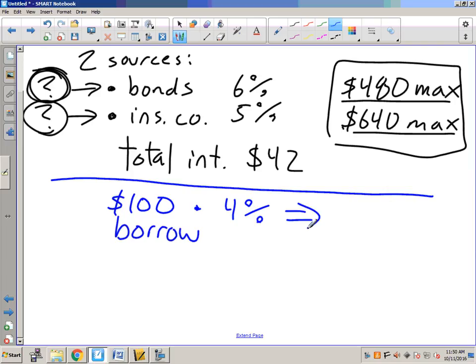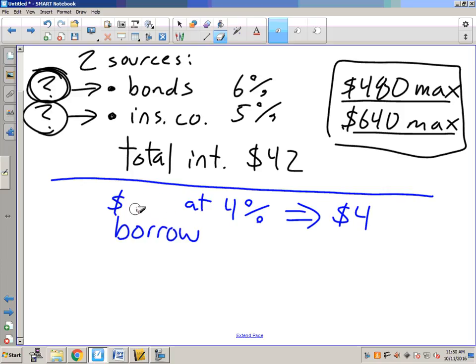How much interest are you going to owe rich Uncle Rick after a year? How much? You borrowed $100 at 4%. We're going to owe $4. All right, so we owe $4. That's easy, right?